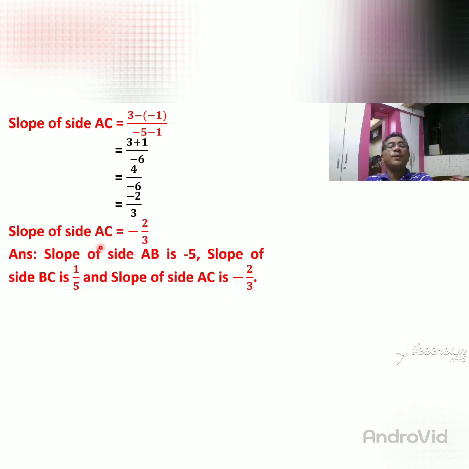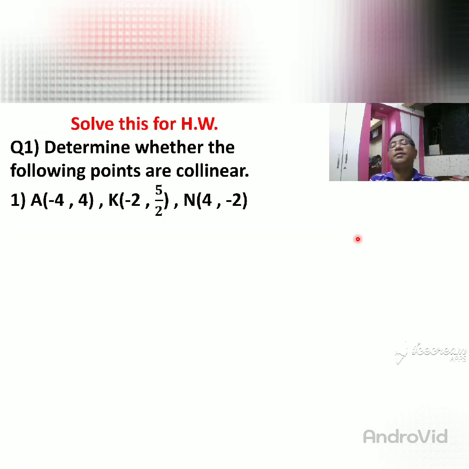So see, the slope of AB is equal to minus 5, the slope of BC is equal to 1 upon 5, and the slope of side AC is equal to minus 2 upon 3. If you observe, each and every side has a different slope. If the slopes are not the same, that means the sides are not equal. So all sides are not equal, and that triangle is called a scalene triangle. Right, that is the scalene triangle.